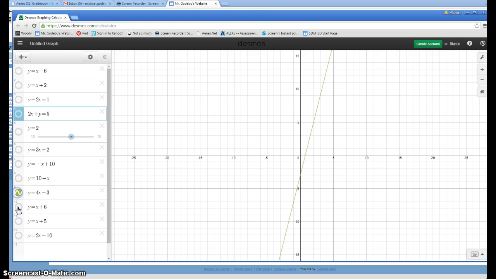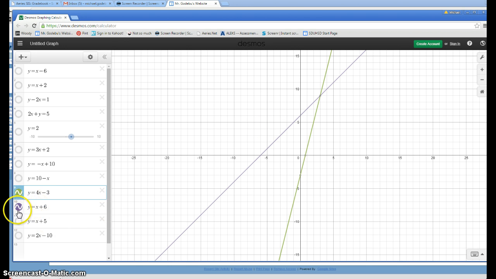Okay, next one, y equals 4x minus 3 and y equals x plus 6. They intersect right there, which is (3, 9). This is number 13. y equals 4x minus 3 and y equals x plus 6. So the lines have to be correct, and they have to intersect here at (3, 9).